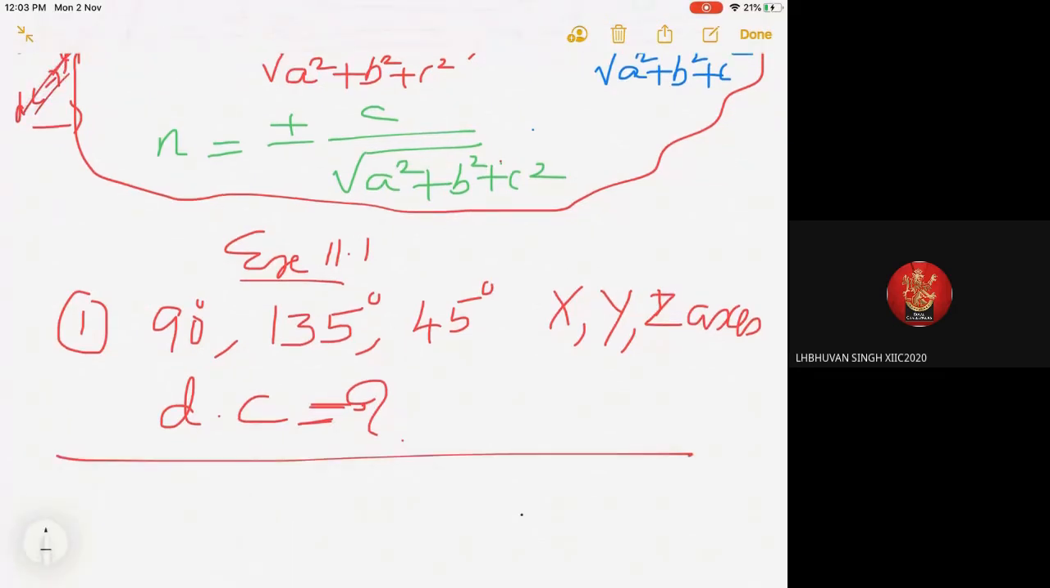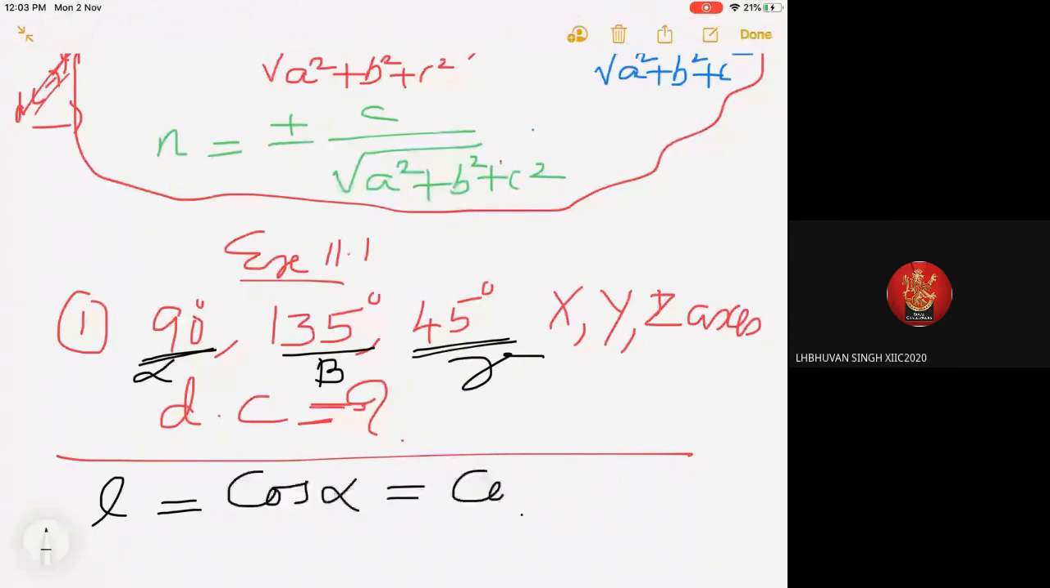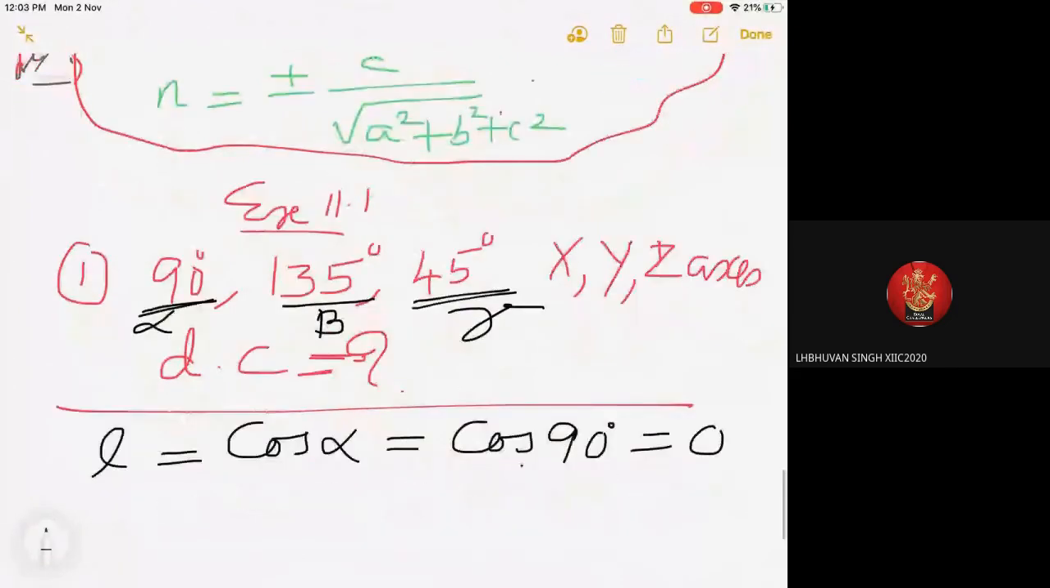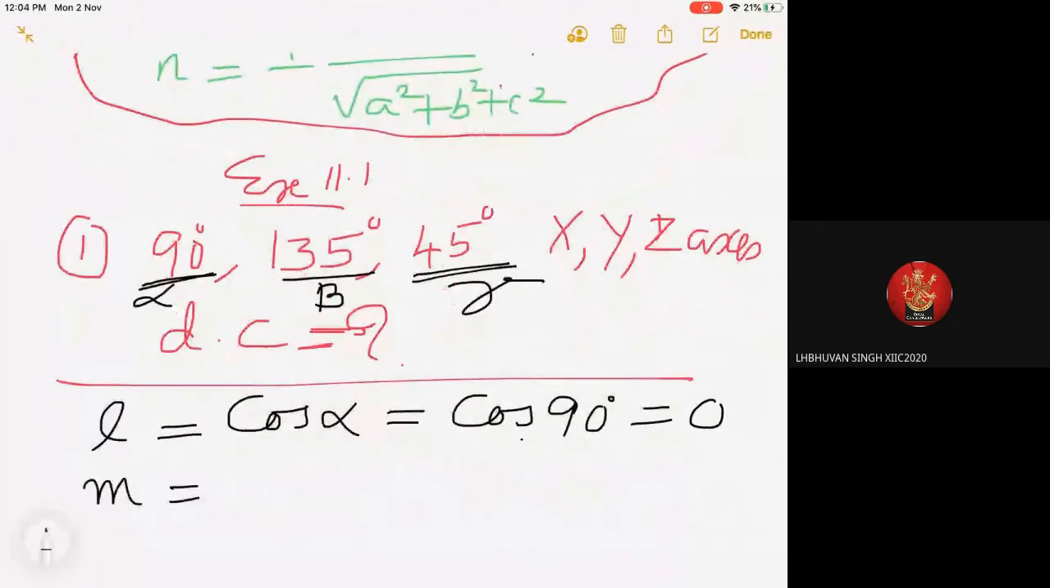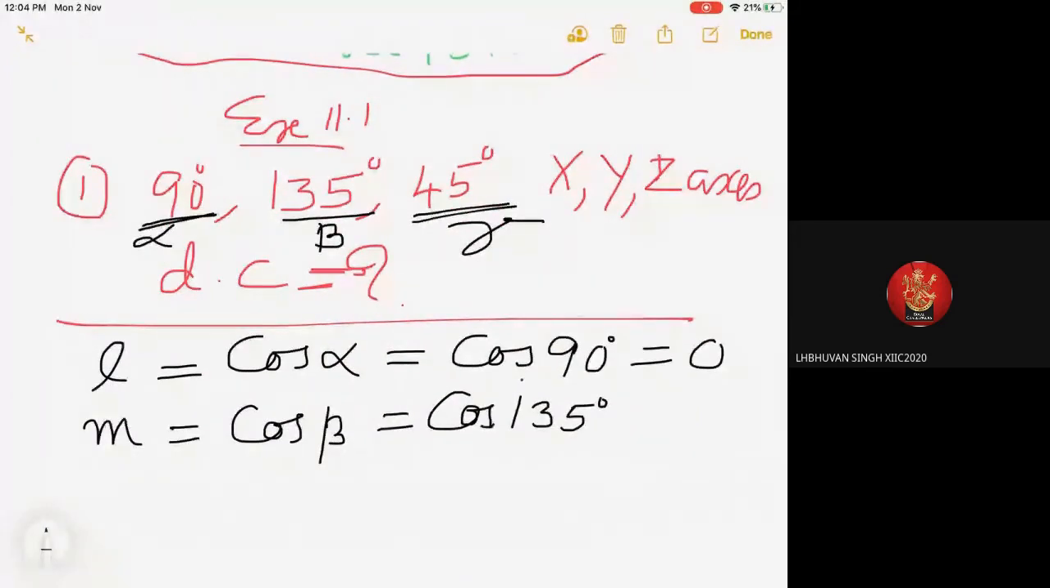What is given is, a line makes angles with the x, y, z axes. That means this angle is alpha, this is beta, and this is gamma. Direction cosine L equals cos alpha, which is cos 90, and cos 90 is 0. Now the other part of the direction cosine is m equal to cos beta, which is equal to cos 135 degrees.